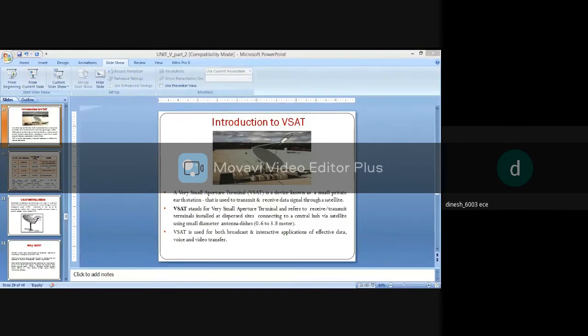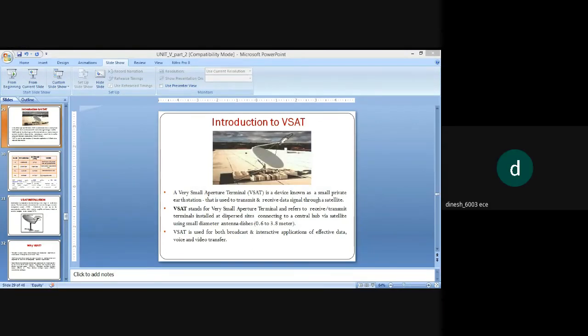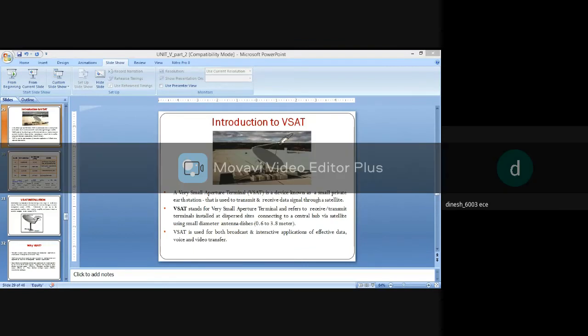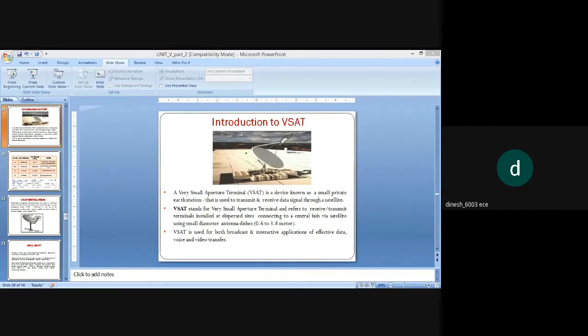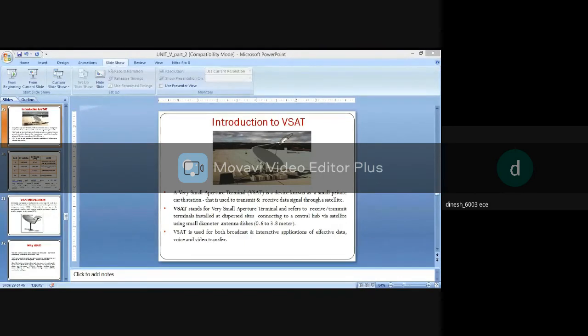So VSAT is explained as very small aperture terminal, which is a small device. It is a private earth station that can act as a small private earth station that is used to transmit and receive digital signals through a satellite. So VSAT stands for very small aperture terminal and refers to transmit or receive terminals installed at dispersed sites connecting to a central hub via satellite using small diameter antenna dishes of diameter 0.6 meters to 3.8 meters. So the VSAT is used for both broadcast and interactive applications of effective data, voice and video transferring functions.